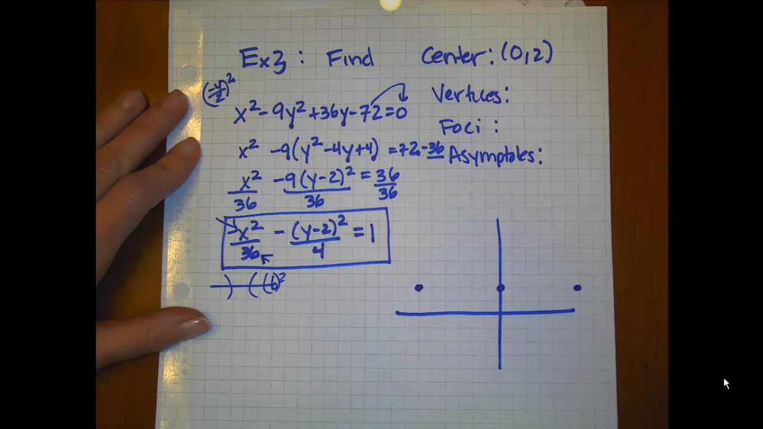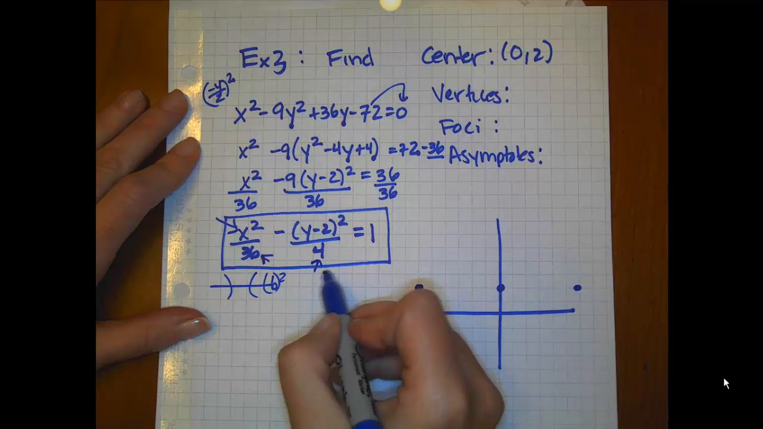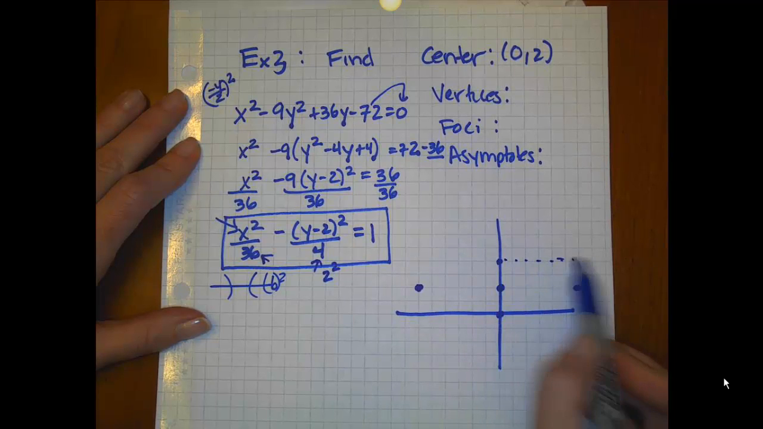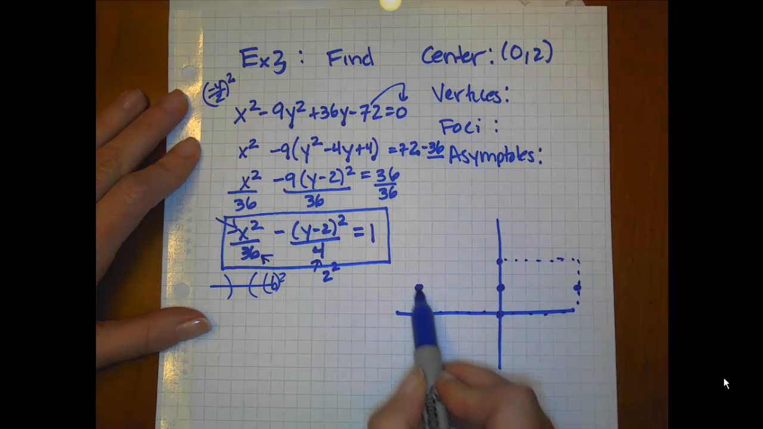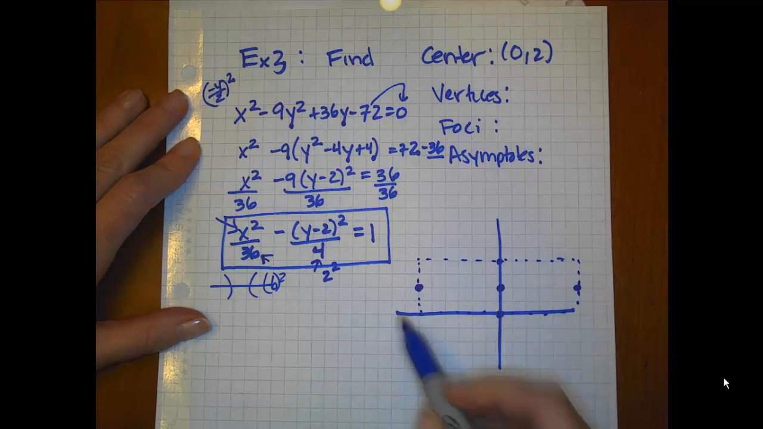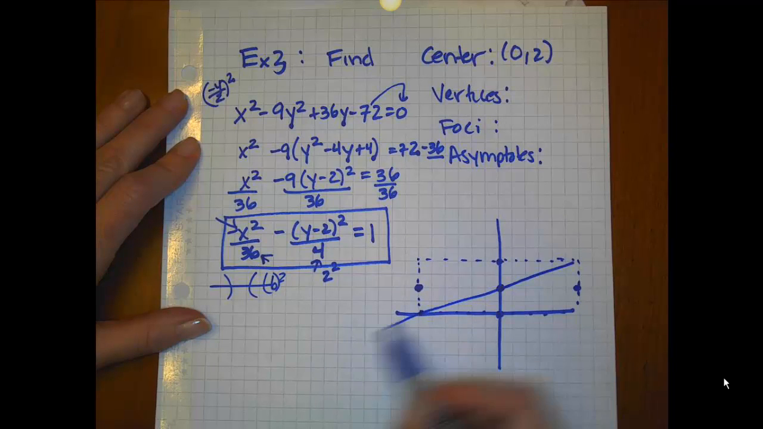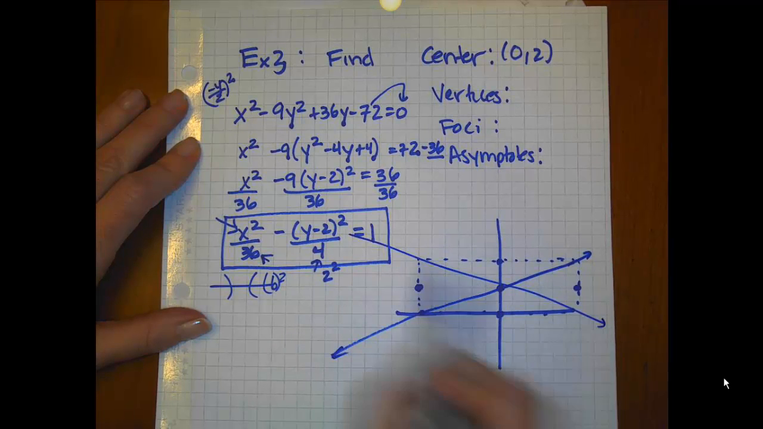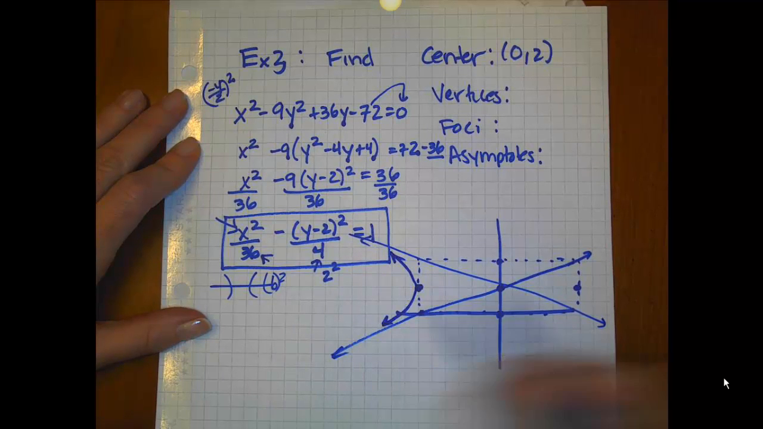Now I want to make sure that I get the right bend. So I'm going to plot my conjugate axis. So 4 is 2 squared, so I'm going to go 2 up and 2 down. And I'm going to create my rectangle. I know that the asymptotes are going to go through each of those corners. And so my hyperbola is going to look like this.